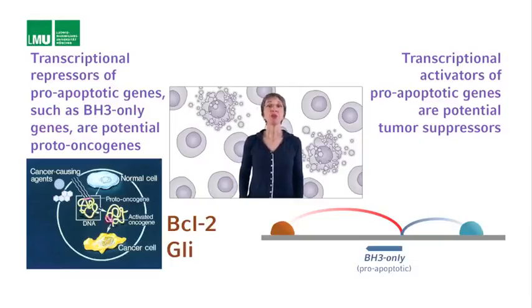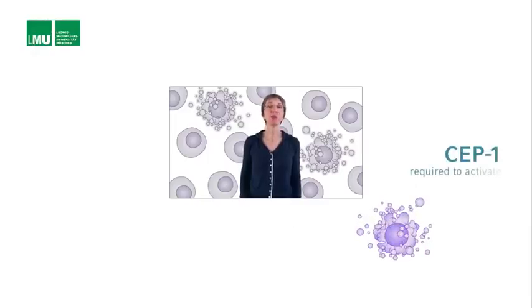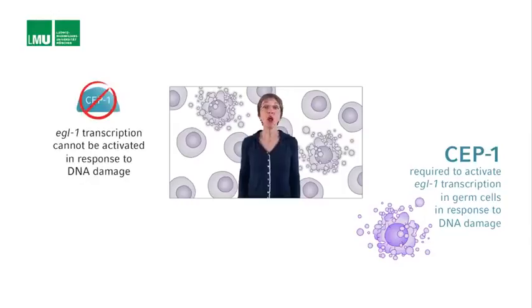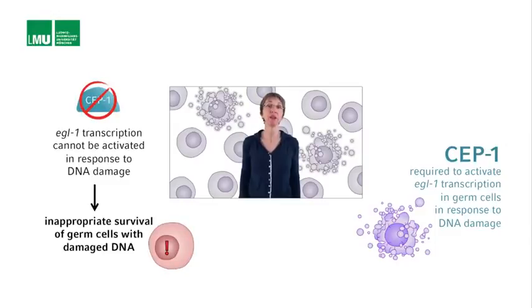For example, loss of a transcriptional activator of a BH3-only gene potentially leads to the inappropriate survival of cells, which then can acquire additional defects or mutations and give rise to a tumor. An example of a transcriptional activator of AGO1 is the transcription factor SEB1. SEB1 is required to activate AGO1 transcription in germ cells in response to DNA damage. In animals lacking SEB1 function, AGO1 is not transcriptionally upregulated in response to DNA damage, which leads to the inappropriate survival of germ cells that would otherwise die.